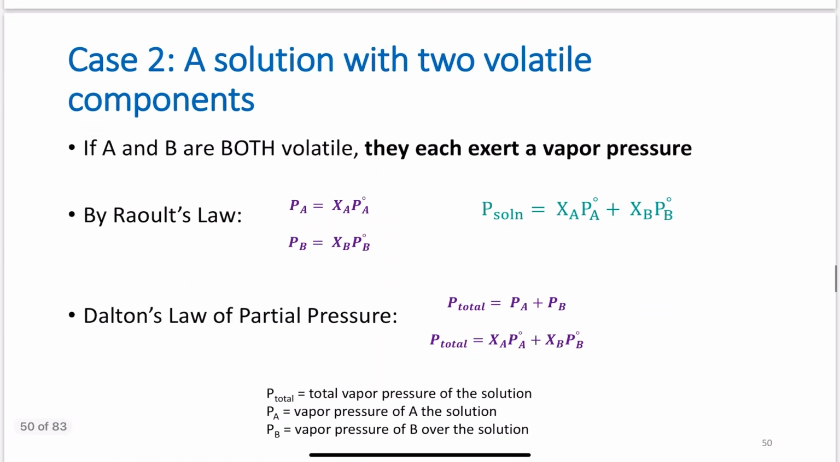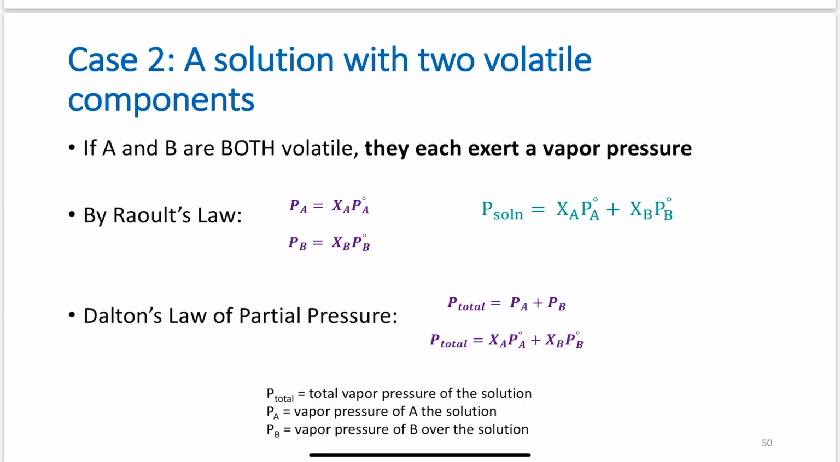What if you have a solution with 2 volatile components? What if both your solute and your solvent are volatile? That means that they each exert their own vapor pressure. By Raoult's law, we know that the vapor pressure of component A is equal to the mole fraction of A times the partial pressure of pure A. We know that the pressure due to B is equal to the mole fraction of B times the partial pressure of pure B.